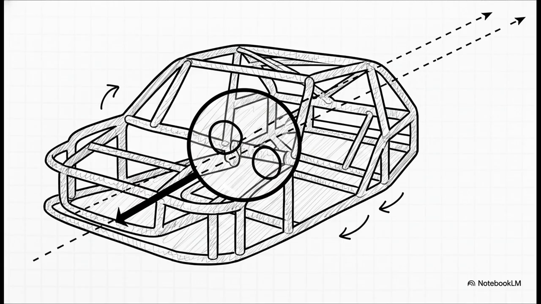Think about a roll cage for a second. If you fail to correctly apply parallelism to those mounting joints, you get massive tolerance stack-up issues. A tiny, microscopic misalignment at one single joint multiplies as you move down the structure, resulting in a cage that simply will not fit the chassis.